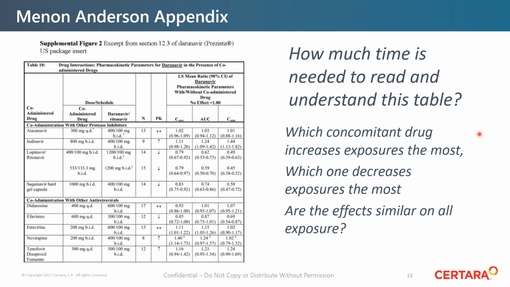My question to you is, which concomitant drug increases exposure the most? Here we have a product label, and we have concomitant use of some protease inhibitor or other antiretroviral. And second question, which one decreases exposure the most? And are the effects consistent across Cmax, AUC, and Cmin? I'll give you a few seconds to look at this table and find which concomitant drug has the biggest effect.